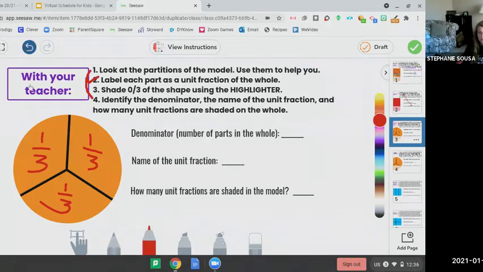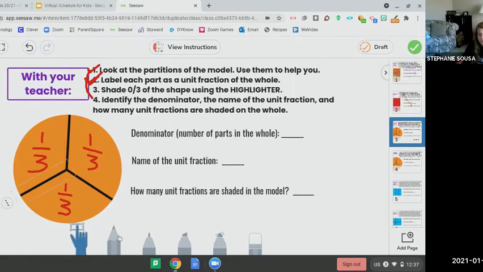It's a very long 3. I'm going to redo that one. There we go. So step 2, label each part. Done. Step 3, shade 0/3 of the shape using the highlighter. I'm going to put my highlighter away because my numerator says 0. I'm not shading anything. That means none of this pizza has been eaten. It is all still there, fresh out the box.